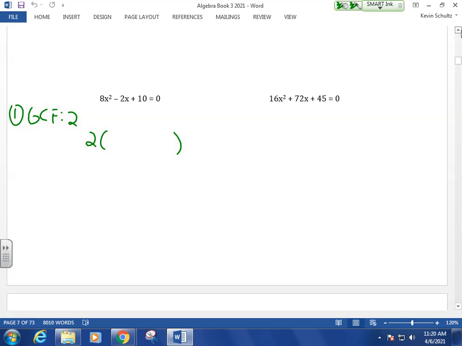And what we're left with now is what goes inside of the parentheses. Okay? And when we say factor out a 2, what we're doing is we're dividing each term here by 2. So it kind of goes back to PO47 a little bit. 8x squared divided by 2 is 4x squared. Negative 2x divided by 2 is a negative 1x. And 10 divided by 2 is a positive 5.